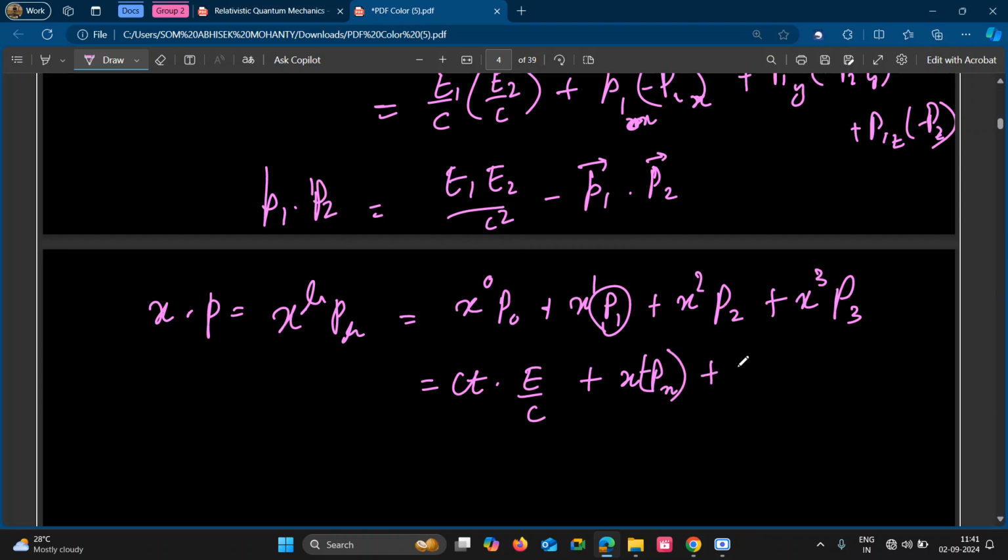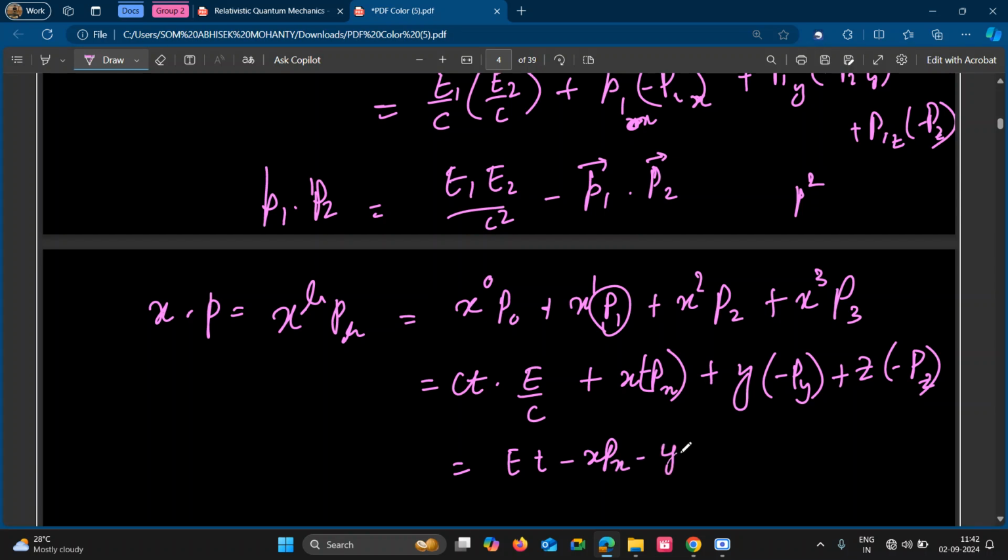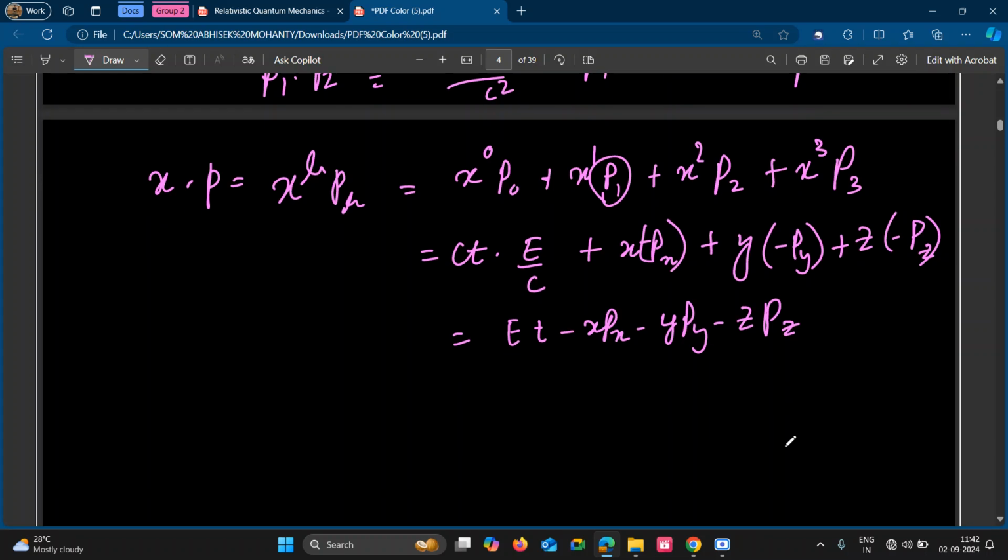x2 is y, p2 is minus py, because if it was contravariant it would have been py only, but this is covariant, so minus py. Again z, and this is minus pz. So the c's got cancelled: Et minus xpx minus ypy minus zpz. This one will make it clearer: Et minus x vector dot p vector. Is that correct?